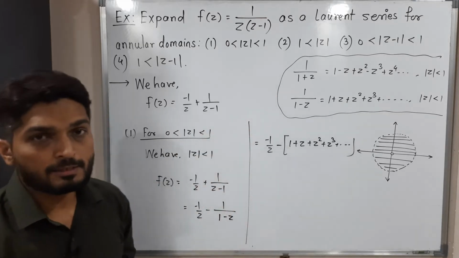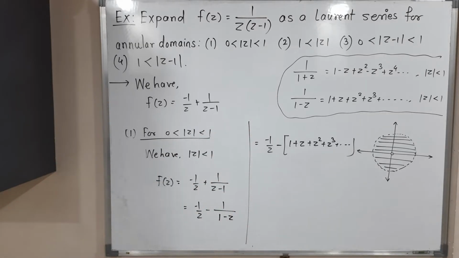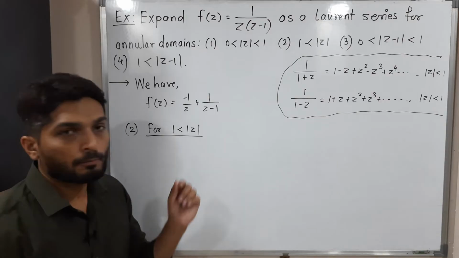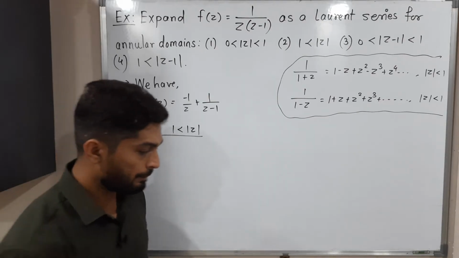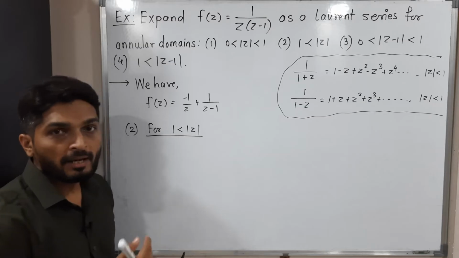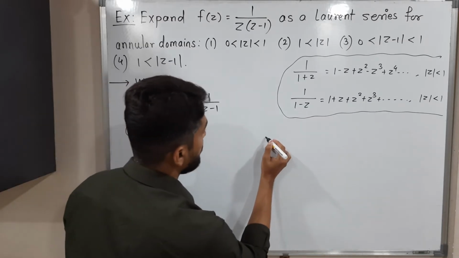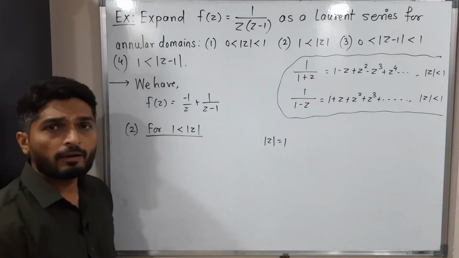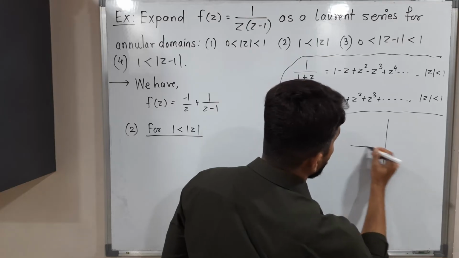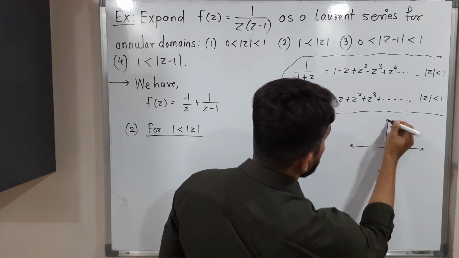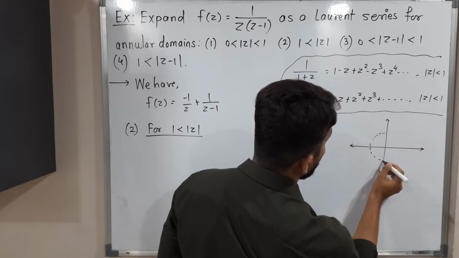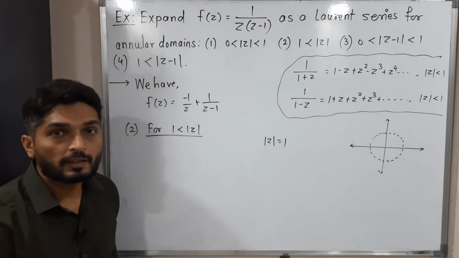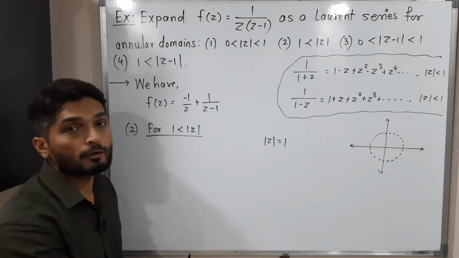So let us go for the second, just take a screenshot of it, then I will go further. Okay, so I am discussing the second region now. The second region is 1 less than mod z. Let us discuss the geometry first. I will replace the inequality by equality, so we can easily draw the diagram. So we will have mod z is equal to 1. Again we have got the same circle. Let me show here, the same circle. Get it? Real axis, imaginary axis, center 0, 0, radius 1. But the problem is that here we have mod z greater than 1. That means we have to consider the exterior part of that circle.